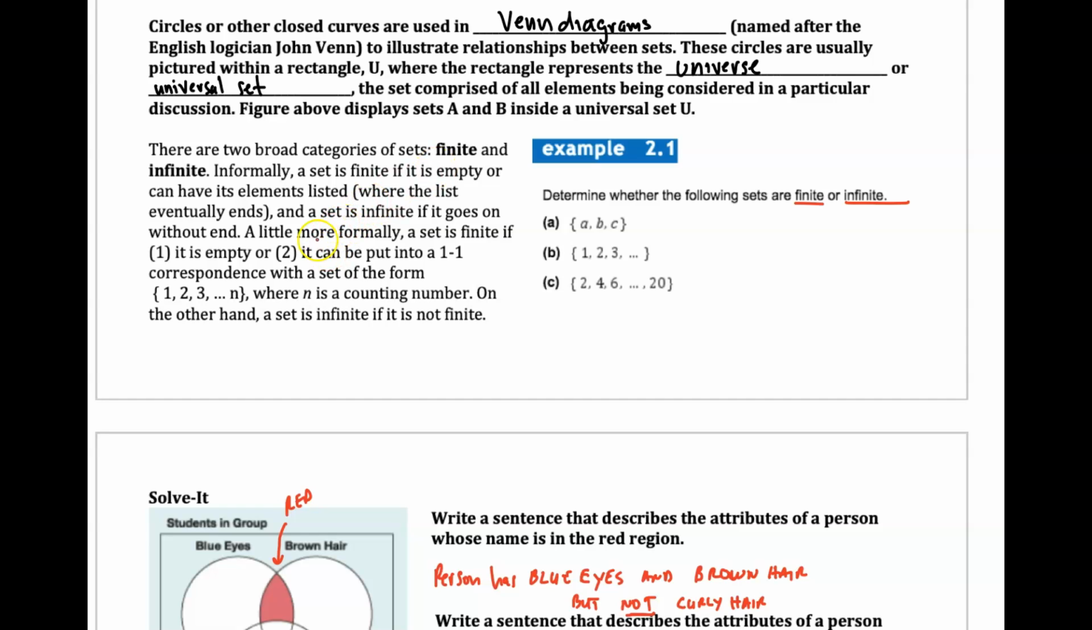Finite, a little more formally: a set is finite if it is empty, or it can be put into a one-to-one correspondence with the set, right? That looks like this, meaning that there's a count. We can count how many objects are in the set, and that would be finite. On the other hand, if it's not finite, it's infinite, meaning that it goes on forever.